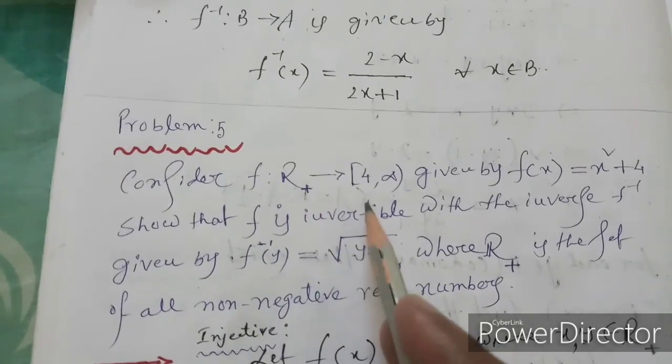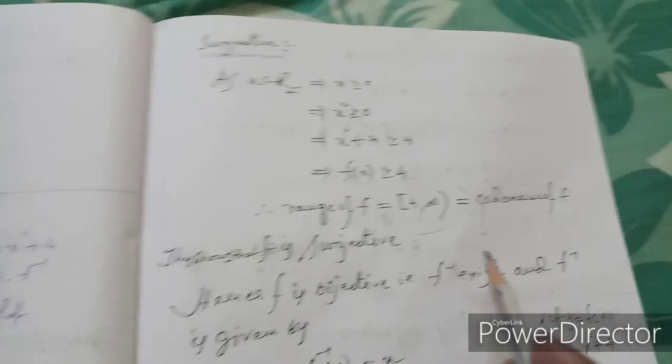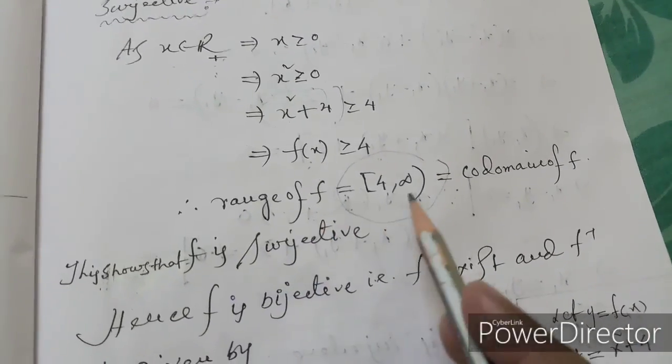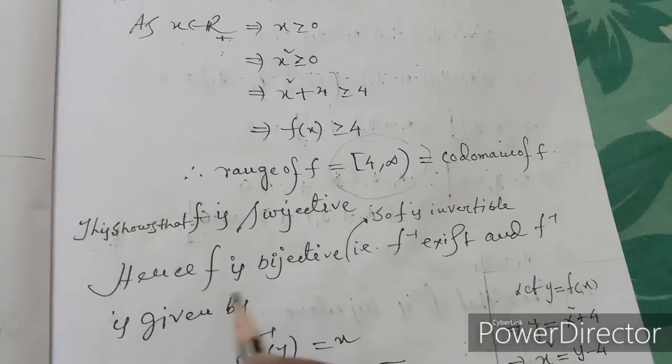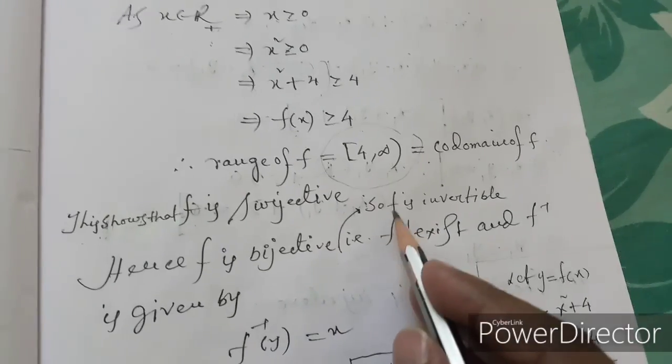And that should be your codomain. See that, R plus to the semi-closed interval [4, infinity). So here we see that the range of f equals [4, infinity), which equals the codomain of f. So f is surjective clearly. Hence f is bijective. So f is invertible.